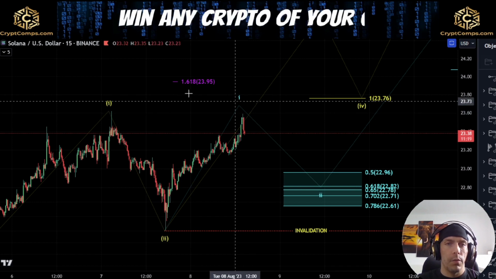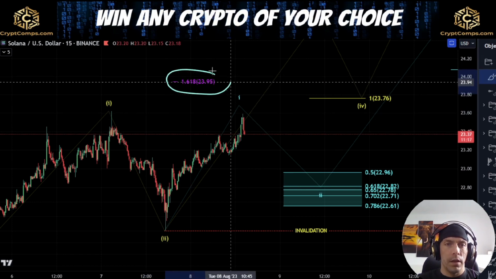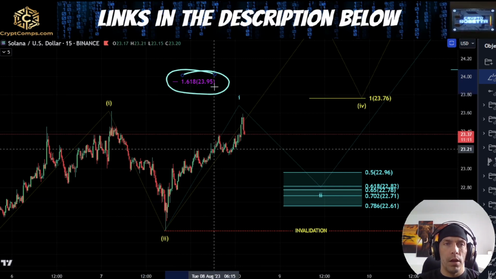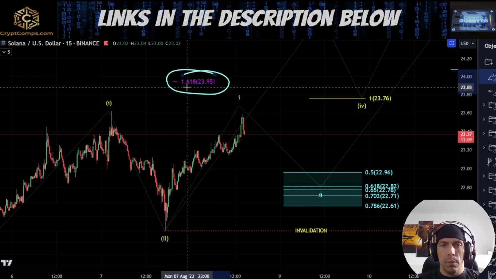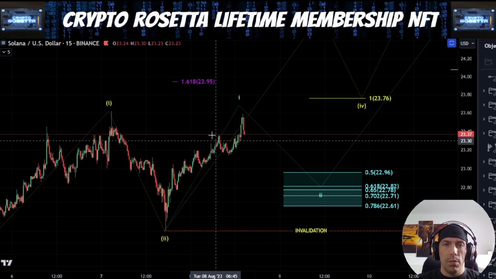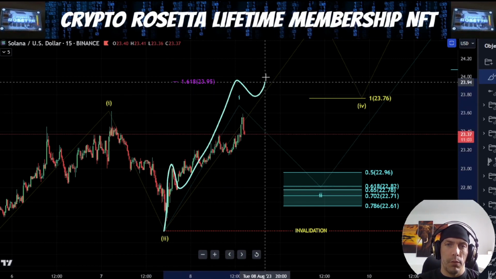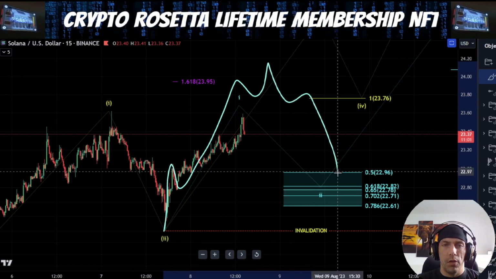Now, the problem that I have with this is ideally I'd like to see at least a move up here towards this level of this 23.95. If we see a move up towards this 23.95, then potentially this could be 1, 2, this would all become a 3rd wave, we get a 4th and a 5th, and then we'd look for that potential retracement.